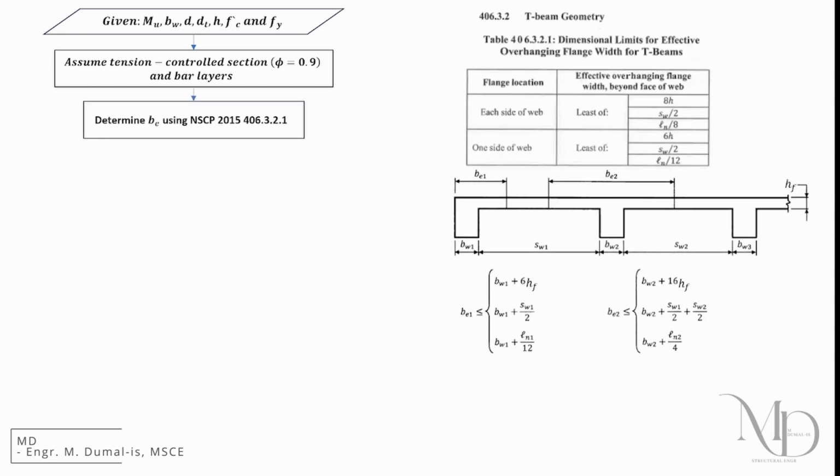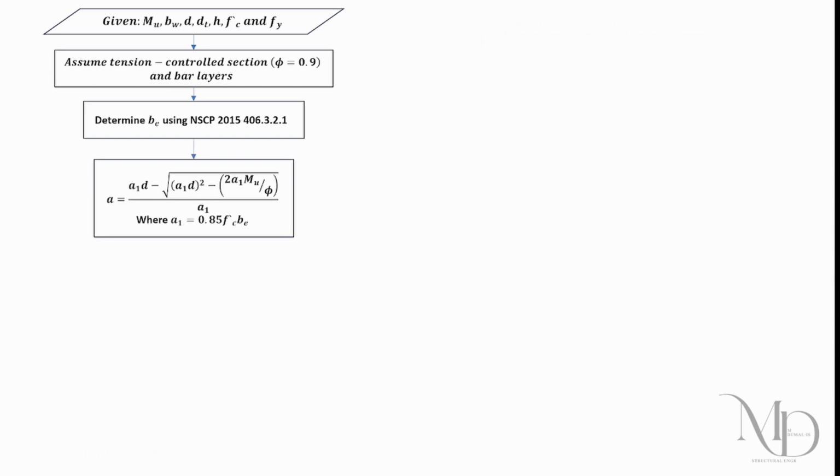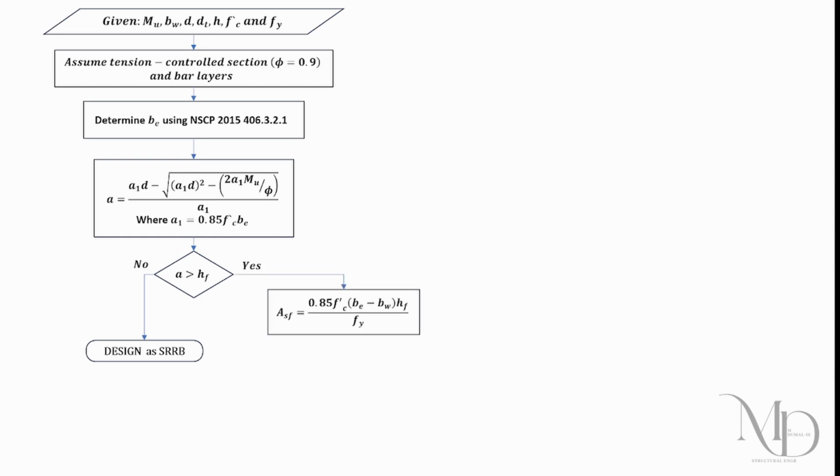Next, we use the provided flange width or compute the value using the NSCP C101 provision under section 406.3.2. We then compute a trial equivalent compression block depth using a derived formula as shown. The computed equivalent compression block depth is compared with the value of the depth of the slab or flange. If the block depth is less than the slab, the beam is designed as a regular SRRB. While if the block depth is greater than the slab, the beam is designed as a T-beam.